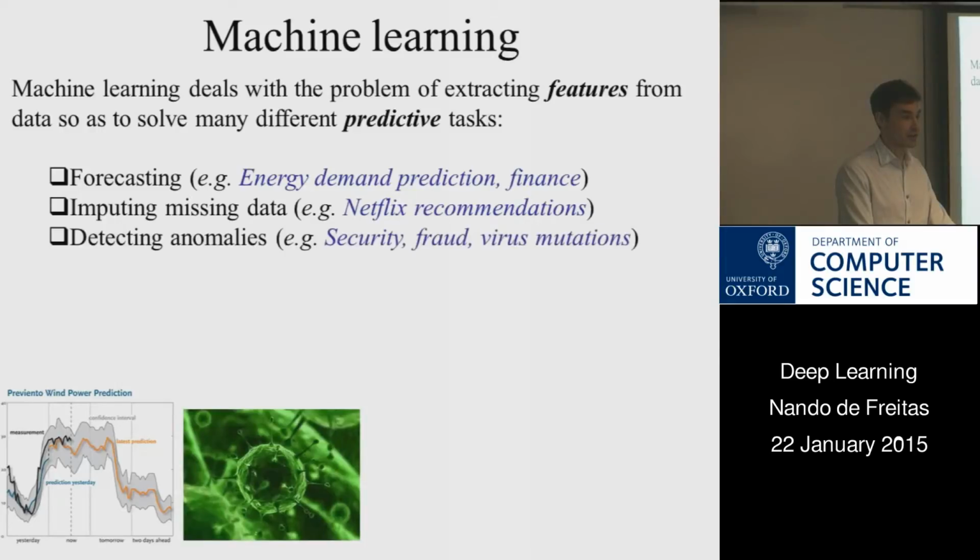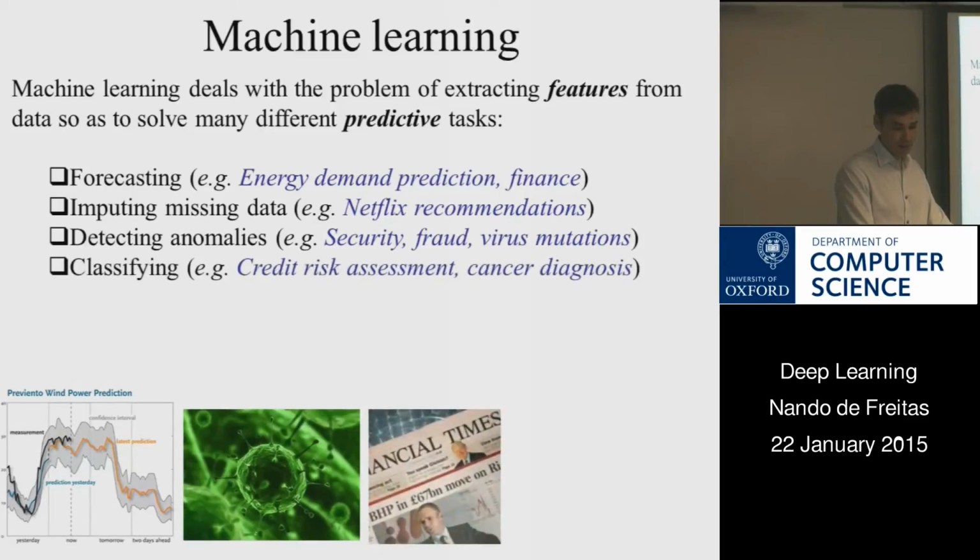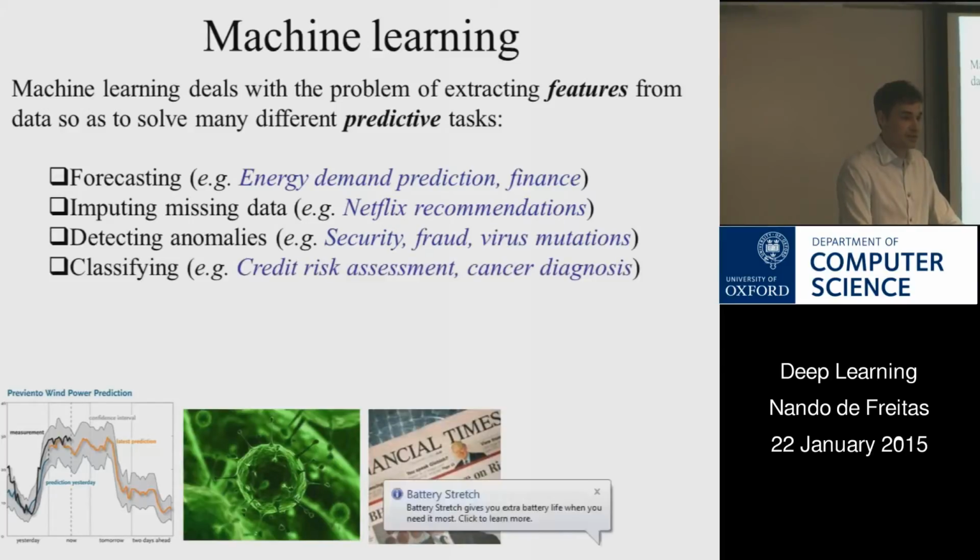Detecting anomalies, that's a very important part. So for security, you learn a model of what's normal, and then whenever you detect something that's slightly different, you want to act. And so you could think of credit card fraud detection. You could think of it in terms of detecting a virus mutation if you're designing better drugs to combat HIV. Classifying a customer. Should you approve a transaction for a customer or not?